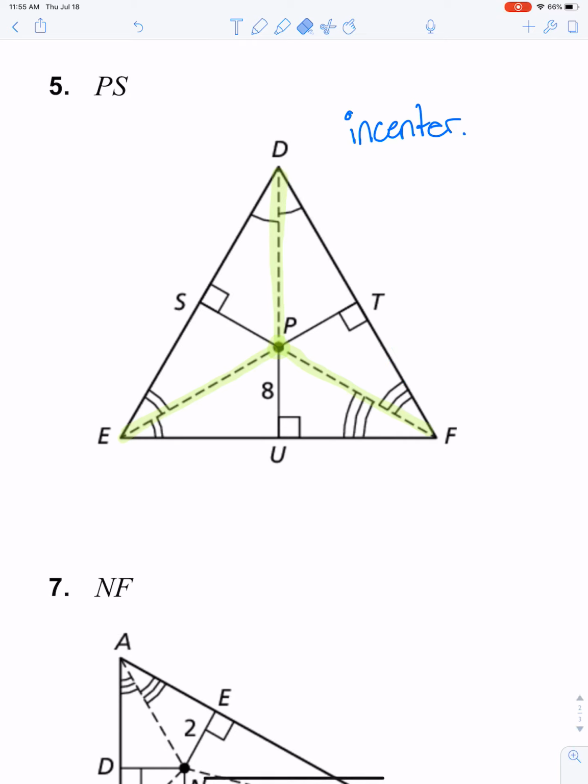So all we know is that it's an incenter created by angle bisectors. But since we know that, we also know that it is equidistant from all three sides. So all of these orange lines are equidistant. So if PU is 8, that means PT is 8, and PS is also 8. You just have to be careful to make sure you know what created the point of concurrency in the middle, whether it was angle bisectors or perpendicular bisectors.